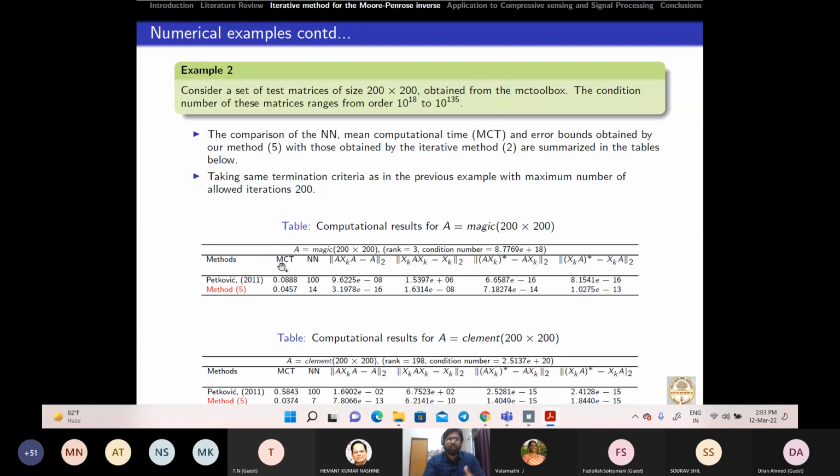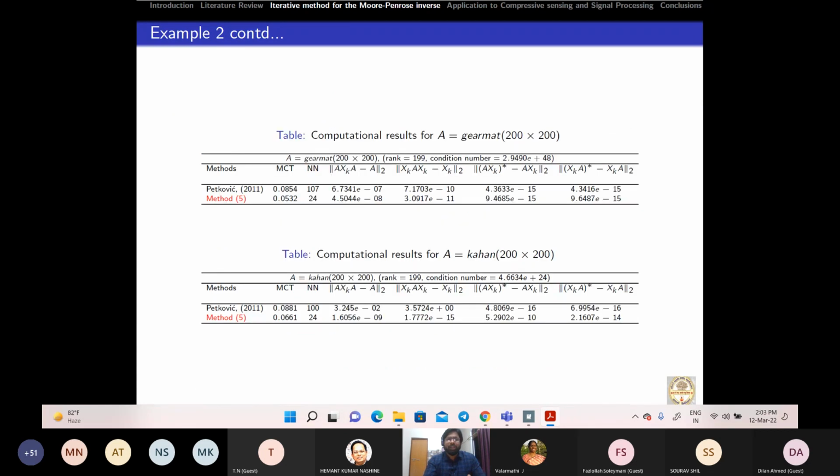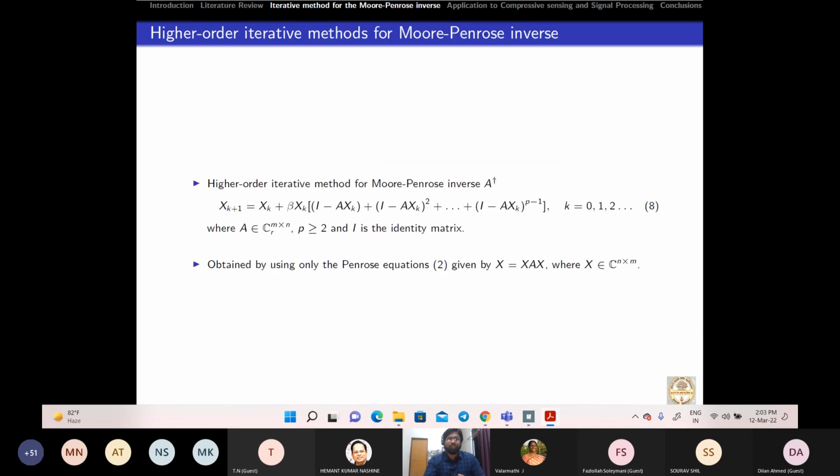And the same thing we did. We tried to compute the computational time and number of iterations. We compared the computational time with our method and his method, and the number of iterations and error also. Like these matrices, magic matrix, Clement matrix, their condition numbers are also mentioned. And like Chow matrix, Frank matrix, and others, all these matrices have very high condition numbers. And we observed better results. This was our first research work.